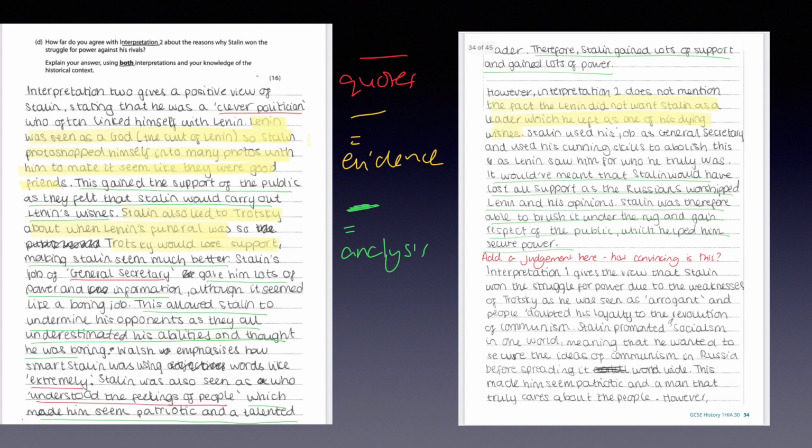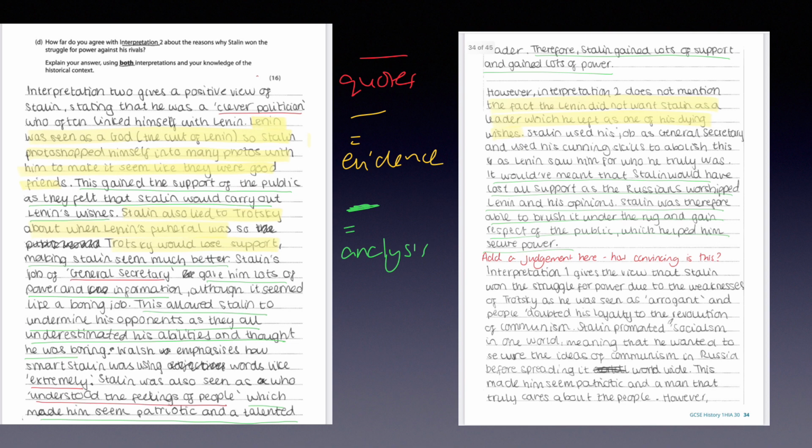So from our examiner's reports then, you will see this structure of the strengths and the weaknesses. You will see in red, short, sharp quotes, please, from the interpretations. Then we've got more evidence, and then we've got their analysis where they're linking it back to the question. Interpretation 2 gives a positive view of Stalin, stating that he was a clever politician.